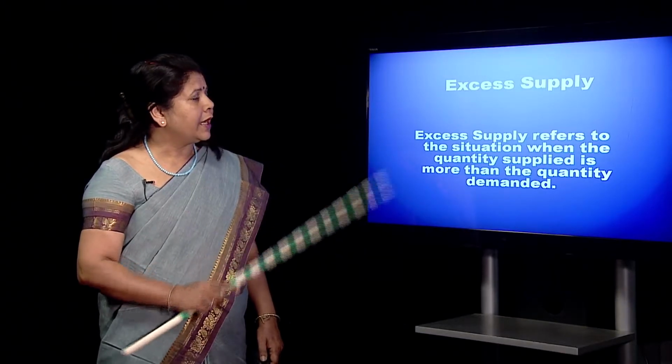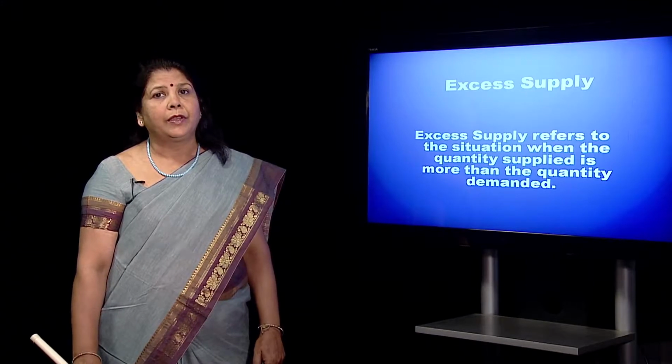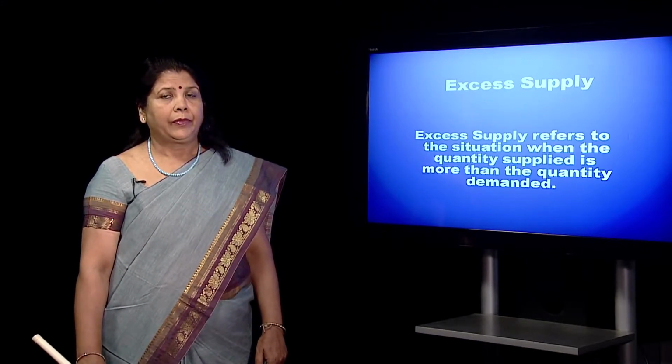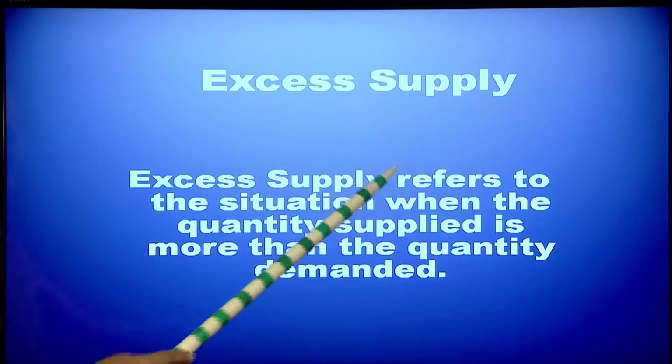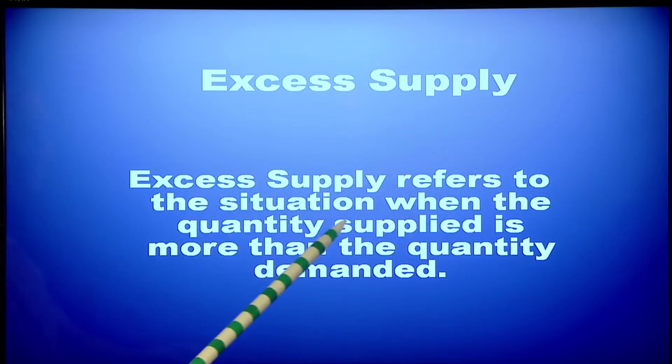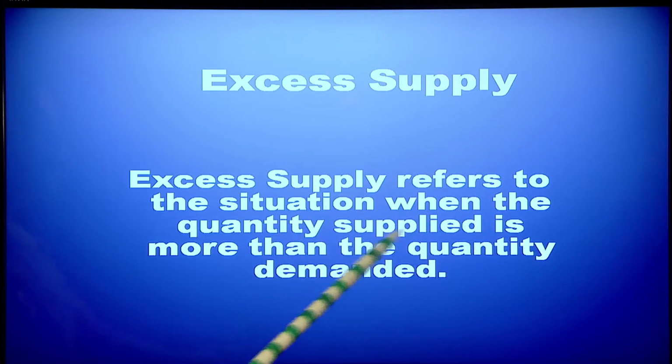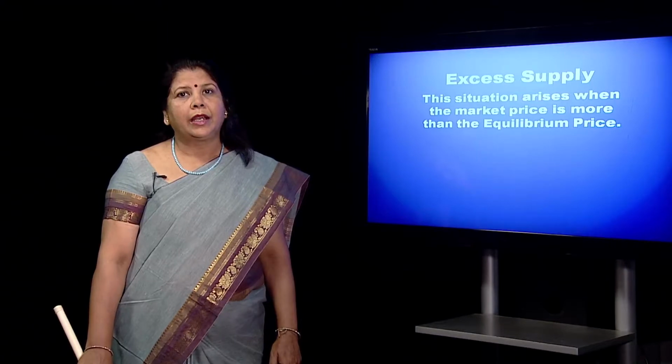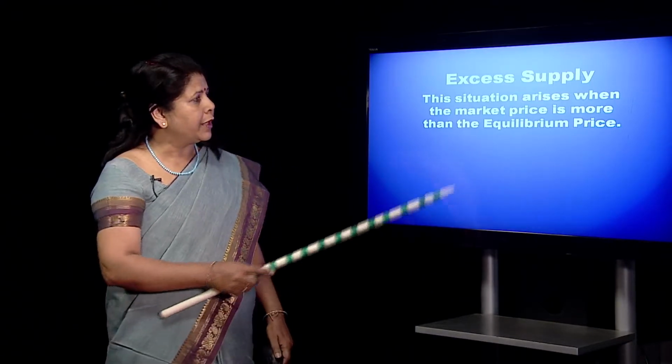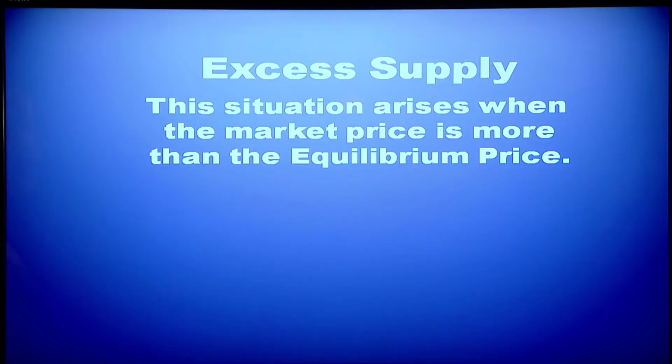Let us now understand what happens in situation of excess supply. Excess supply refers to the situation when the quantity supplied is more than the quantity demanded. This situation arises when the market price is more than the equilibrium price.